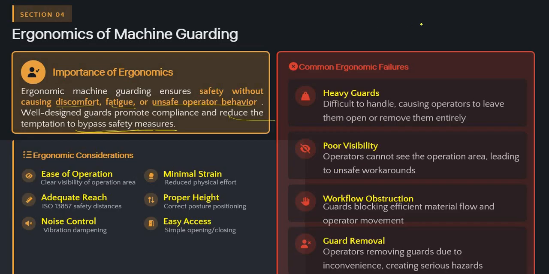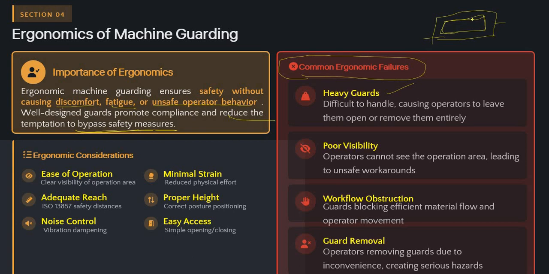so what are the common ergonomics failures? Normally, why will it fail? Heavy guards. Yeah, I also experienced this one. We have one drum, I can say a carbon drum. It is a rotating part, so there are nip points. For that reason we made one guard, but after 2 days, it got bypassed.